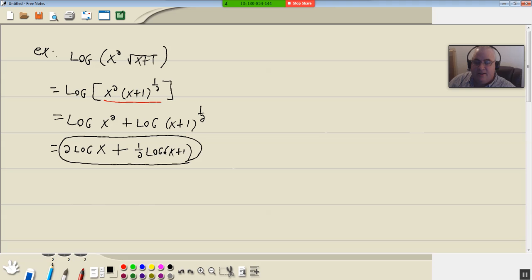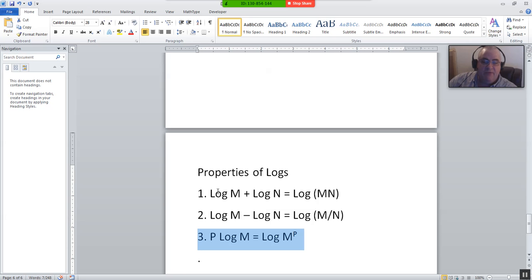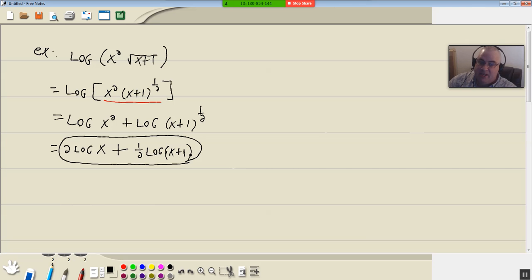Now that's as much as we can do. You might say, well, how about this x plus 1? Can you break that down any? No, we don't have any property that helps us with addition. Our addition property is a little bit different. It says if you got log of something plus log of something, it means you have a log on each separate piece. It does not say log of x plus 1.